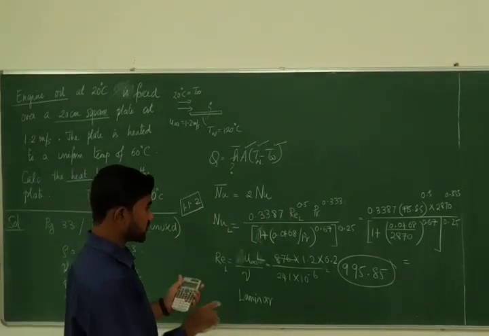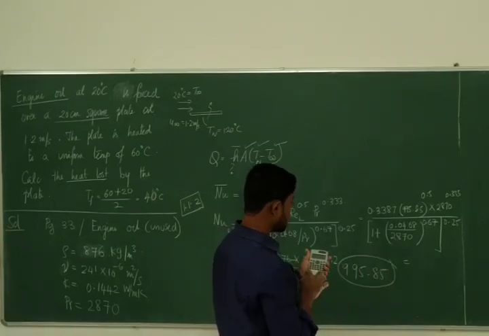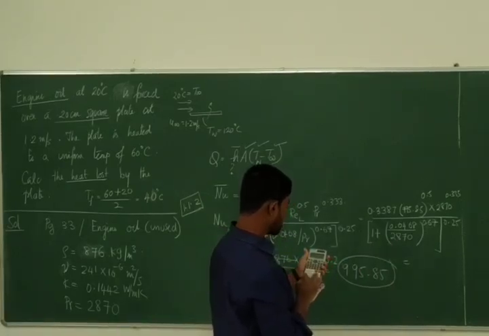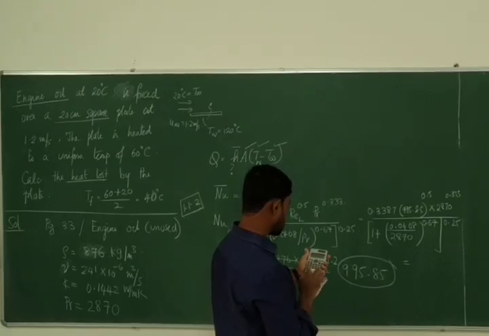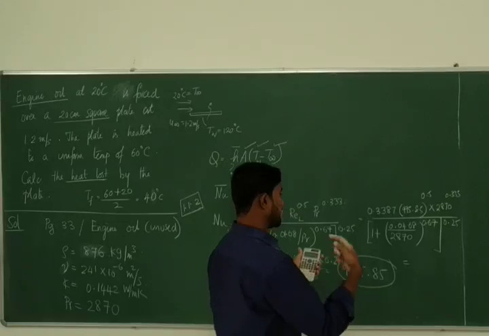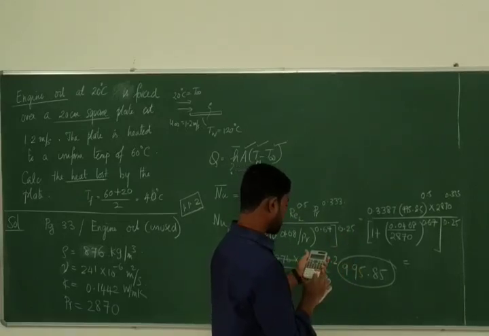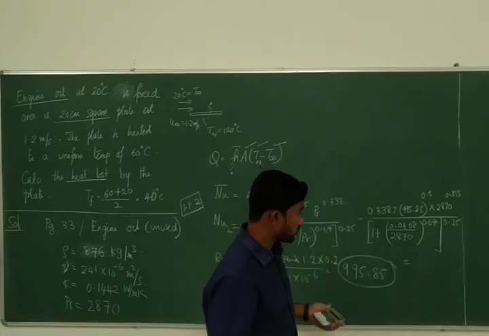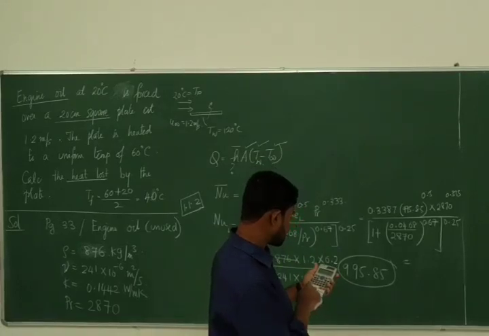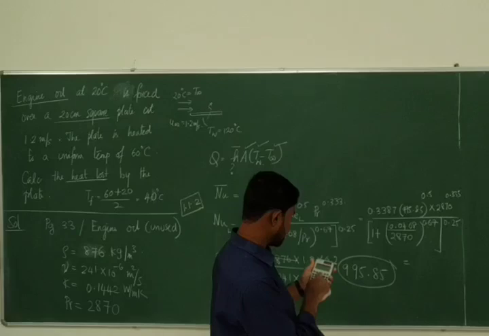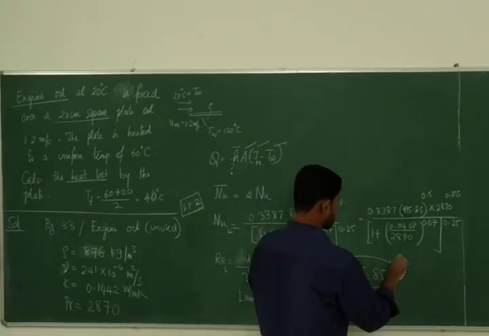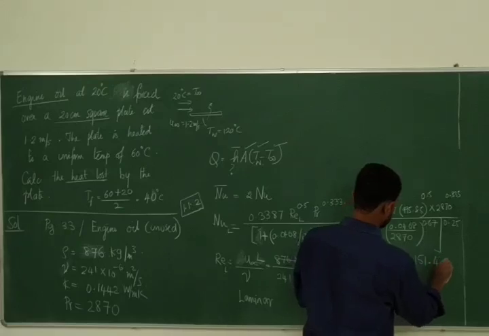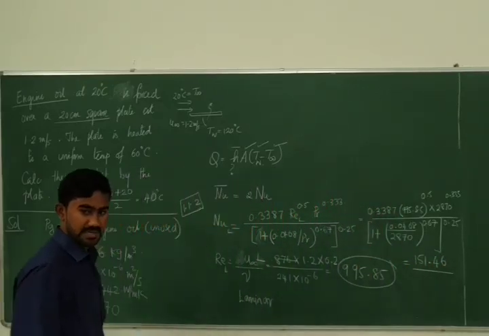It's a little difficult calculation. First you will do this calculation: 0.0468 by 2870 power of 0.67. Now add a 1 to it, and now you raise it to the power of 0.25. So you get around 1. There's not much difference. 0.3387 into 995.85 to the power of 0.5 into 2870 to the power of 0.333 divided by the answer. This comes to 151.46. So you get the Nusselt number accurately like this.